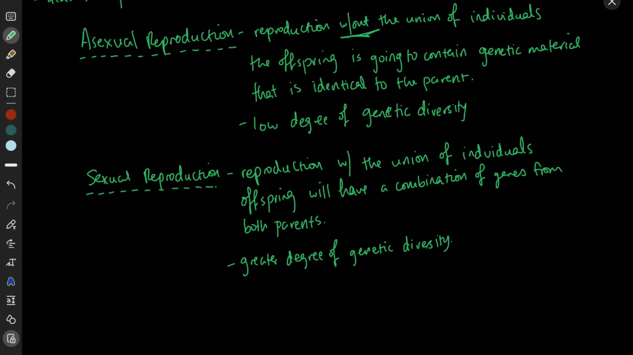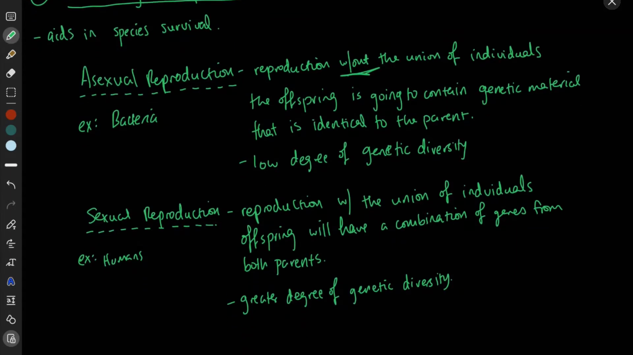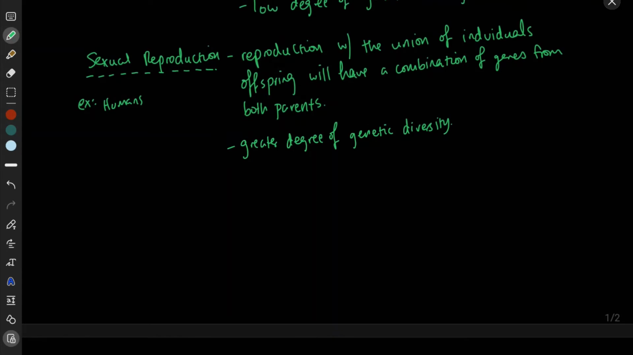A good example of an organism that undergoes asexual reproduction is bacteria. And an example of organisms that undergo sexual reproduction is humans, right? Okay, so those are the two main types of reproduction that occur in all the organisms on Earth.